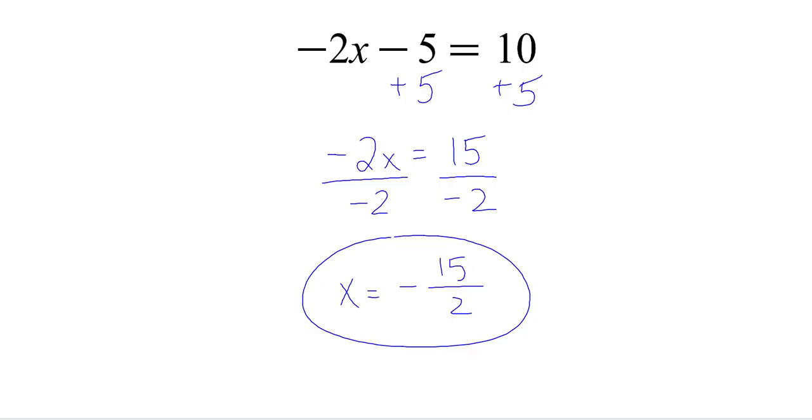Now, it's possible that your teacher might want you to put that into a decimal or a mixed number. And if they wanted it as a decimal, well, 15 divided by 2 is 7.5. So that'd be negative 7.5, or negative 7 and 1/2 if your teacher prefers a mixed number. I'm always fine with this answer right here. And as you get to higher math classes, normally they like the numbers to be written as improper fractions.